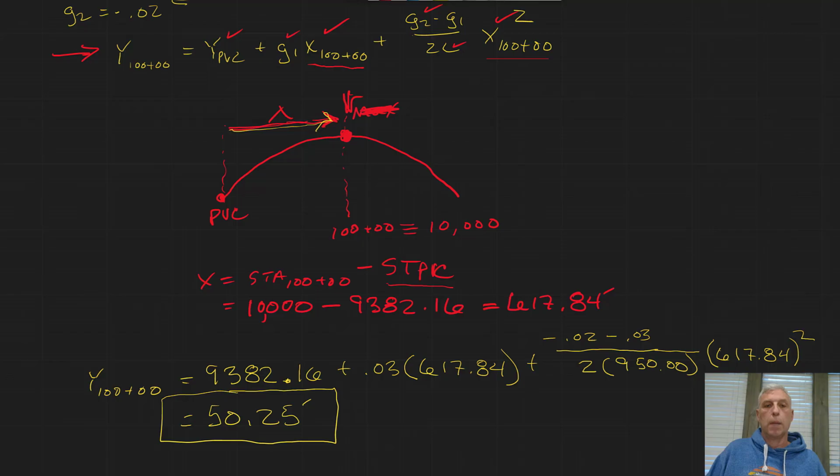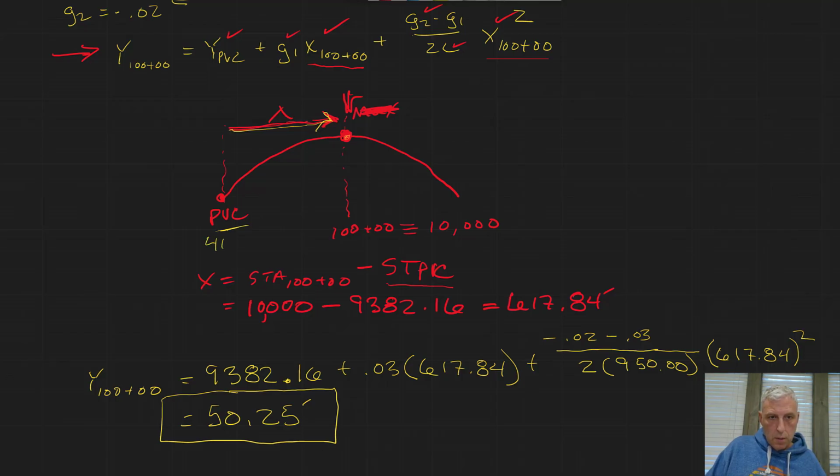Well, let's see. I have an uphill incoming curve. I'm going about over to here maybe. So it's uphill of the PVC, and 50.25 elevation is greater than the elevation of our PVC, which was, what was it?